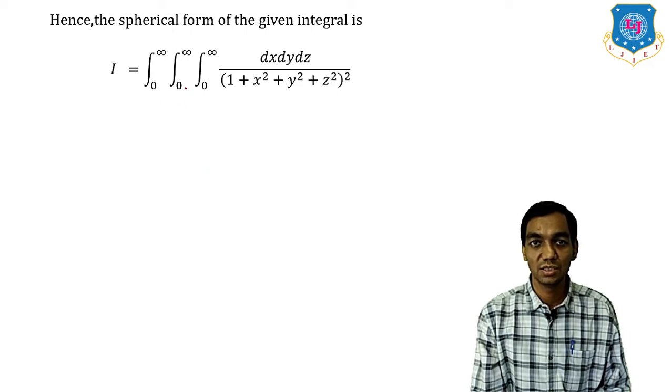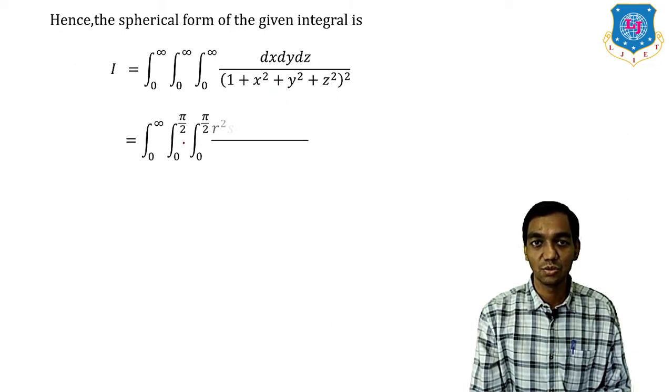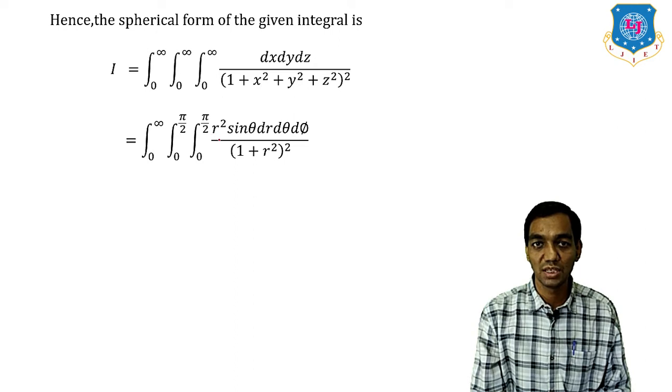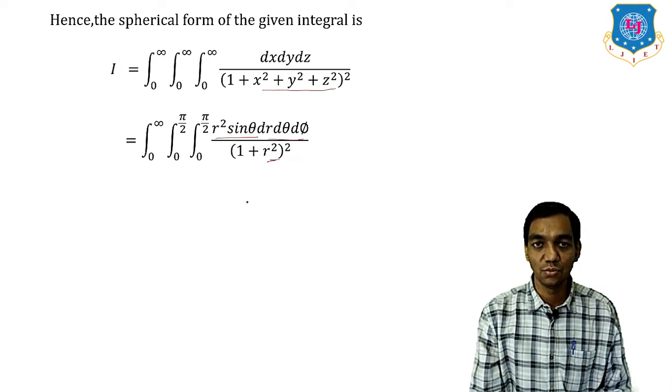Integration 0 to infinity, 0 to infinity, 0 to infinity, dx dy dz upon (1 plus x square plus y square plus z square) the whole square. It is going to be r from 0 to infinity, theta from 0 to pi by 2, and phi also from 0 to pi by 2, r square sine theta dr d theta d phi, because mod J is r square sine theta, and dx dy dz will be replaced with the new coordinates r, theta and phi. In the denominator you have x square plus y square plus z square, which is going to be r square if you substitute the values of x, y, z.